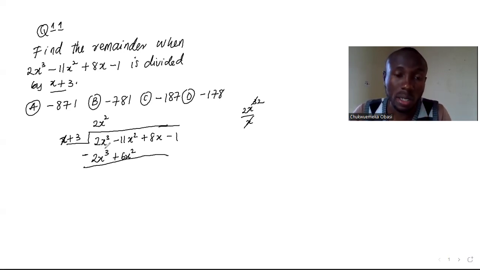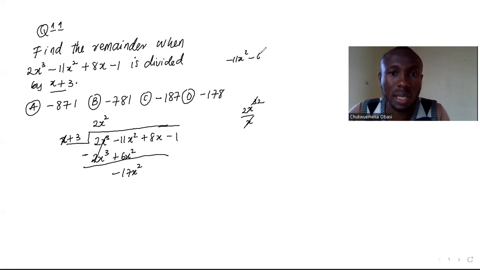That is the process. 2x cubed minus 2x cubed goes off. Now we have minus 11x squared minus 6x squared, which gives minus 17x squared. Then you bring down the positive 8x and the minus 1.